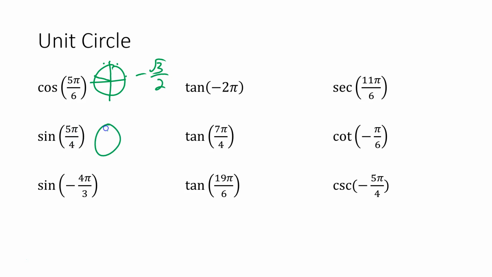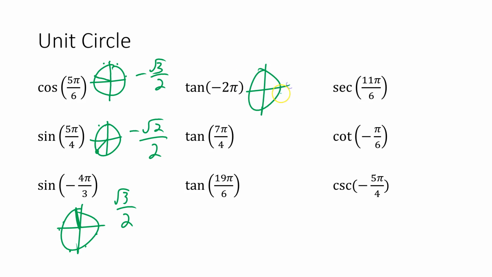Sine of 5 pi over 4, 1, 3, 5. That's this guy down here. Sine is going to be negative there, negative root 2 over 2, because it's one of the corners. Sine of negative 4 pi over 3. Negative goes down. That's 8 pi over 6. 1, 2, 3, 4, 5, 6, 7, 8 is right up here. Sine is the y value, so it's the long one here. It's going to be root 3 over 2.